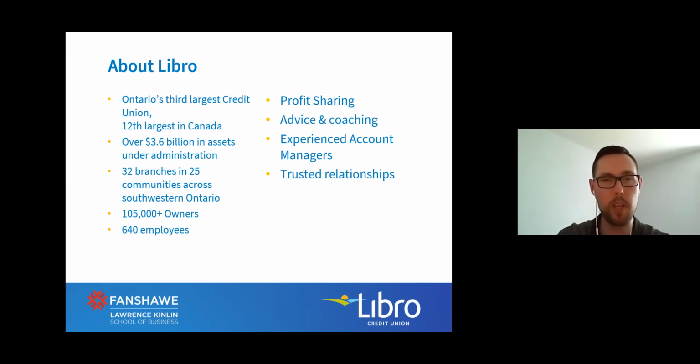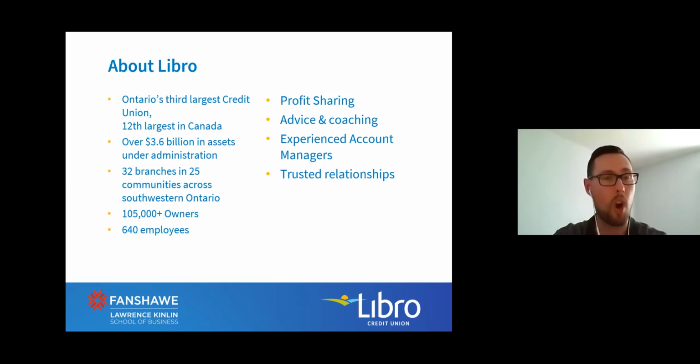So a little bit about Libro. Libro is the 3rd largest credit union in Ontario, 12th largest in Canada. We have over 3.6 billion in assets, 32 branches. We continuously keep opening more. I think the newest one is in the Waterloo region, over 105,000 owners, 640 employees.